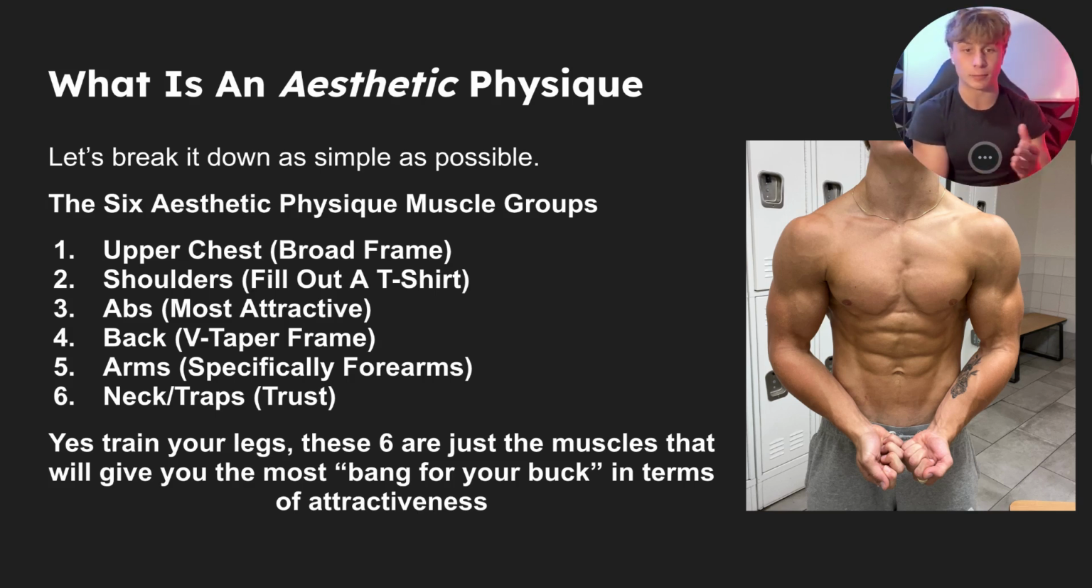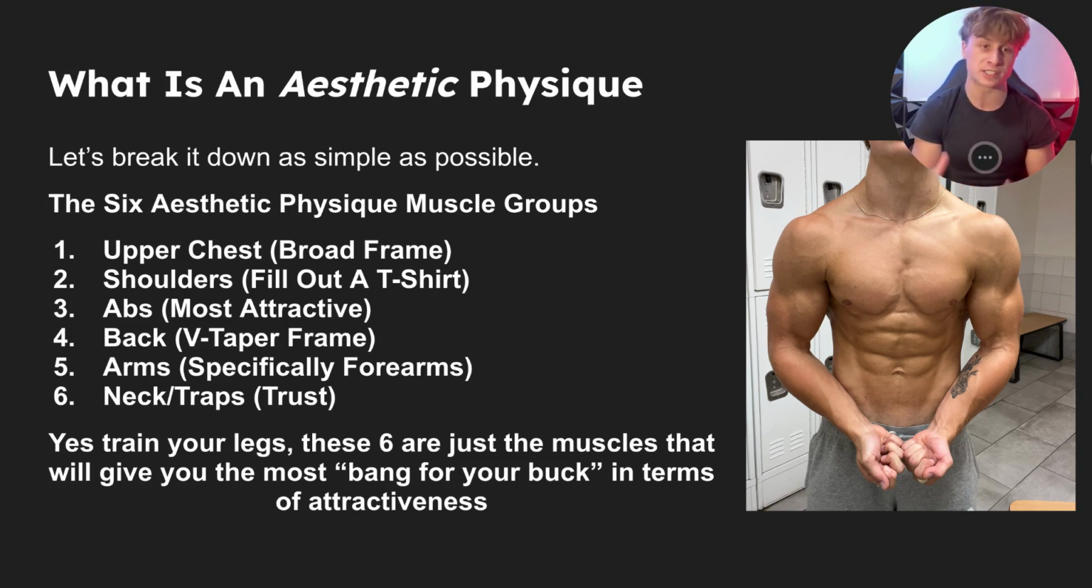The 6 aesthetic muscle groups, right? You have your upper chest, which is what gives you that broad frame. You have your shoulders, which is what really allows you to fill out a t-shirt. Then you have your abs. Obviously, this is the most attractive muscle group. This is the one that we all want to build. You have your back, which is really focusing on that V taper, right? Getting that broad back, getting that V taper, that small waist, right?